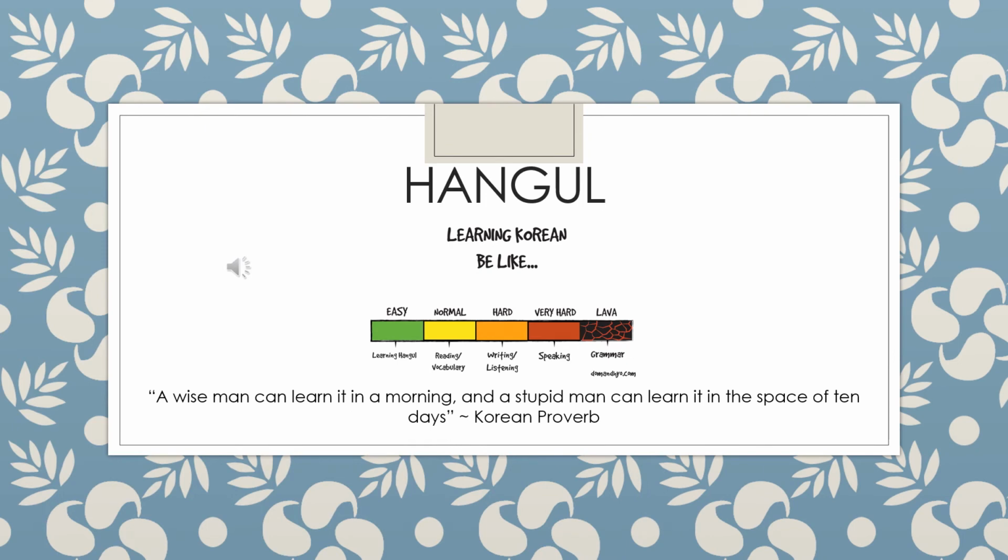Now that we have a basic understanding of the history of written Korean and Hangul, we move on to the actual alphabet and learning how to read and write. Fortunately, Korean is known as being one of the easiest languages to learn to read and write. This lends itself well because both North and South Korea have a 99% literacy rate. And there is a Korean proverb stating, "A wise man can learn it in a morning, and a stupid man can learn it in the space of 10 days."